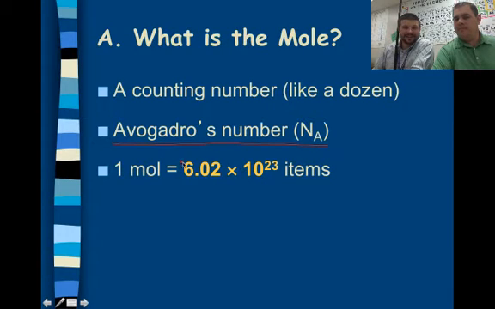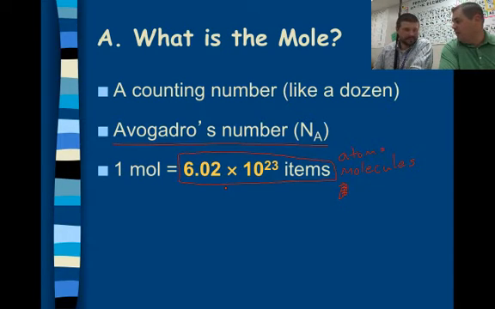This is Avogadro's number. It is 6.02 times 10 to the 23rd, and it could be a number of anything. It could be items, atoms, or molecules. Just like you can have a dozen anything, you can have 6.02 times 10 to the 23rd of anything. It's a way to show how many things you're working with, and it's equal to 1 mole. A mole is just a unit of measurement in chemistry. Don't get caught up in what the word means.